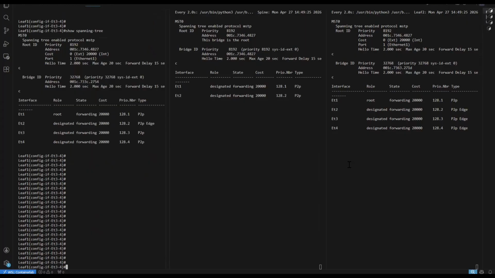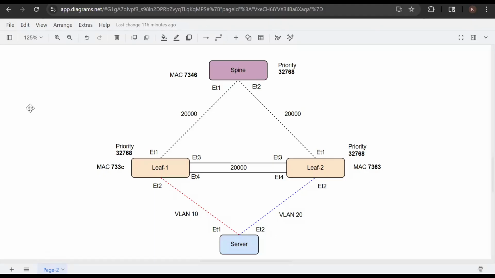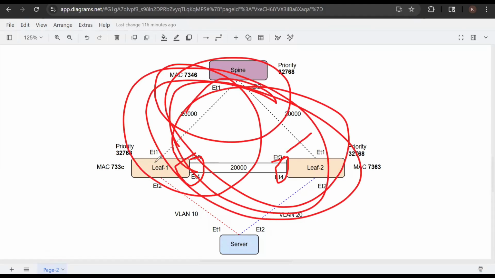So what does BPDU filter do? It simply says it's not responding nor accepting any BPDUs. So the interface is still designated and forwarding, and the other side is also designated and forwarding, and as a result it has created a loop. Right now, in this topology, these guys are designated forwarding, these guys are designated forwarding, and I have two routes. Now it has created a loop.